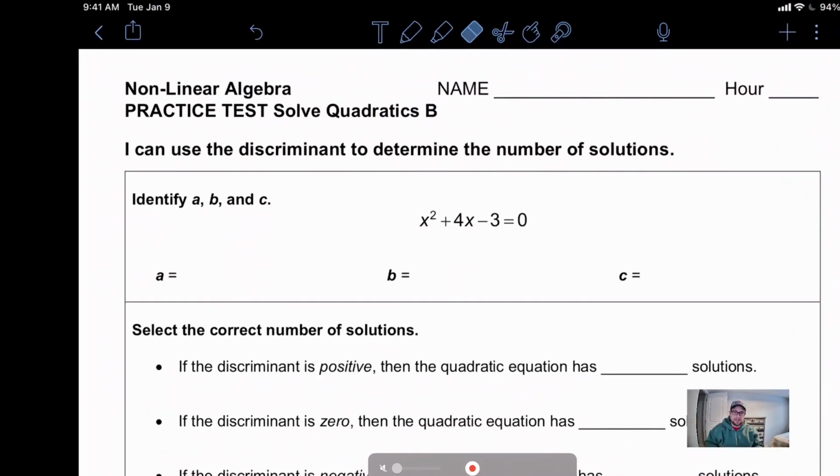Today we're going to be talking about the practice test for solving quadratics B. This test is going to have two standards on it. I like to call this the how-to-cheat-the-test video because I'm going to tell you everything I possibly can about how you can do well on this test.